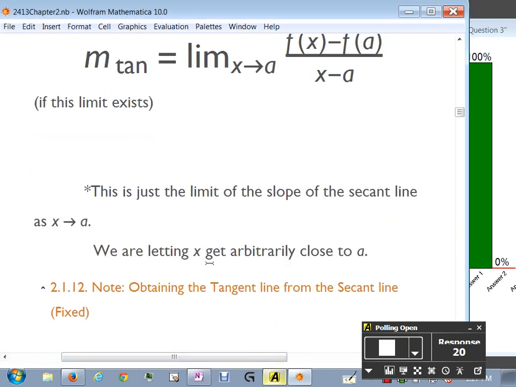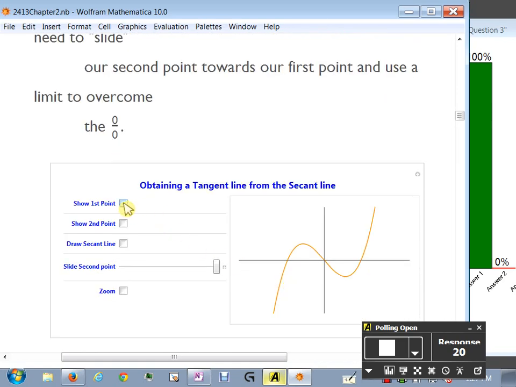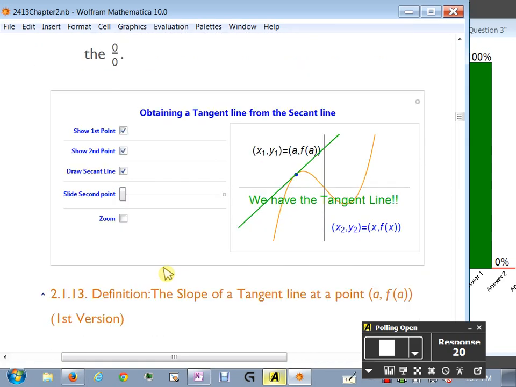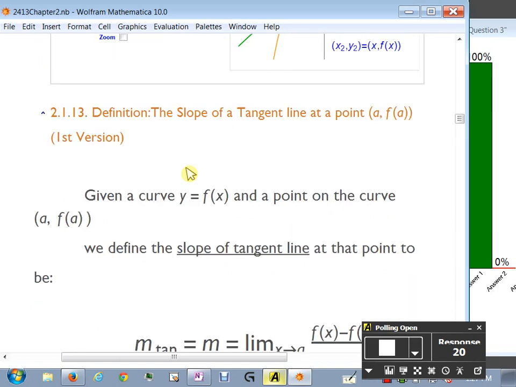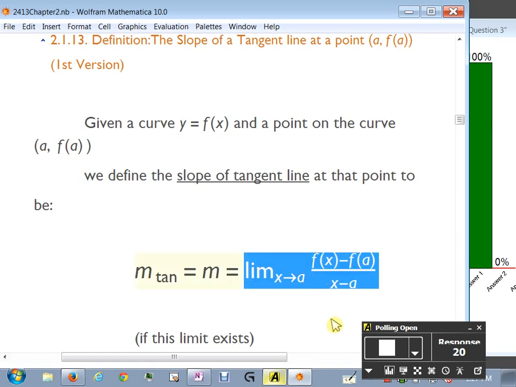So we're letting x get arbitrarily close to a. This was just the same thing, okay? Except this time when I slide it over, I'm not going to have the problem and go, yay, I've got the tangent line, because I'm going to do a limit to get it. I'm not going to try and actually do 0 divided by 0. So here's the definition. The slope of the tangent line at any given point, m tan, is this limit.